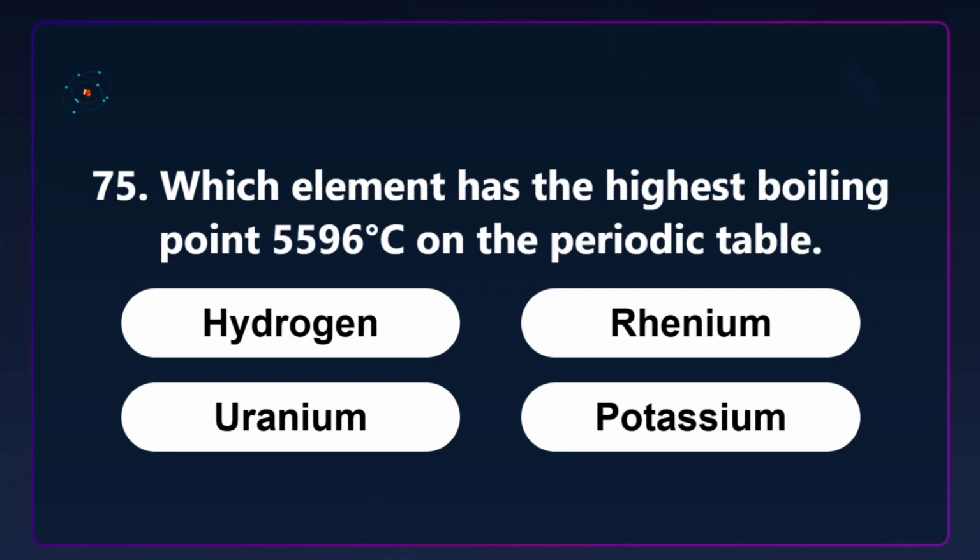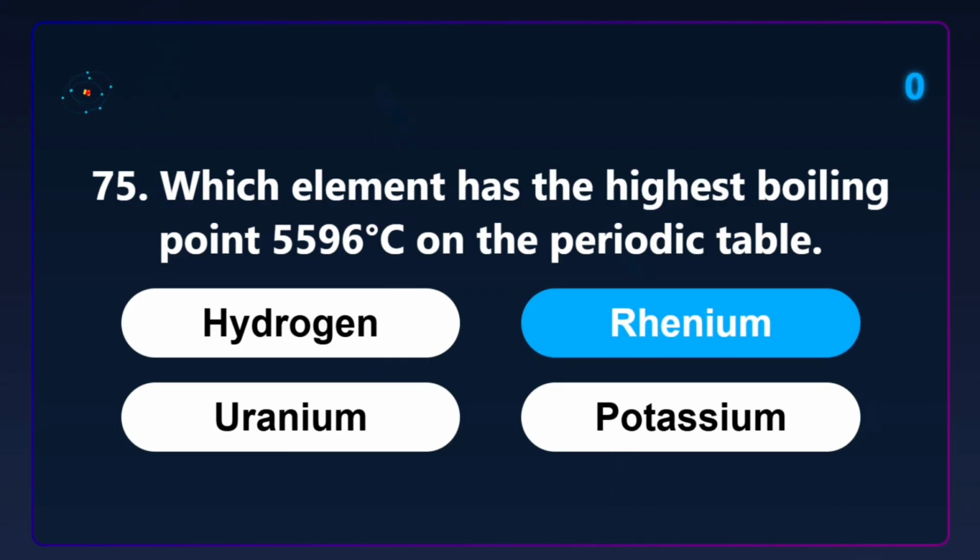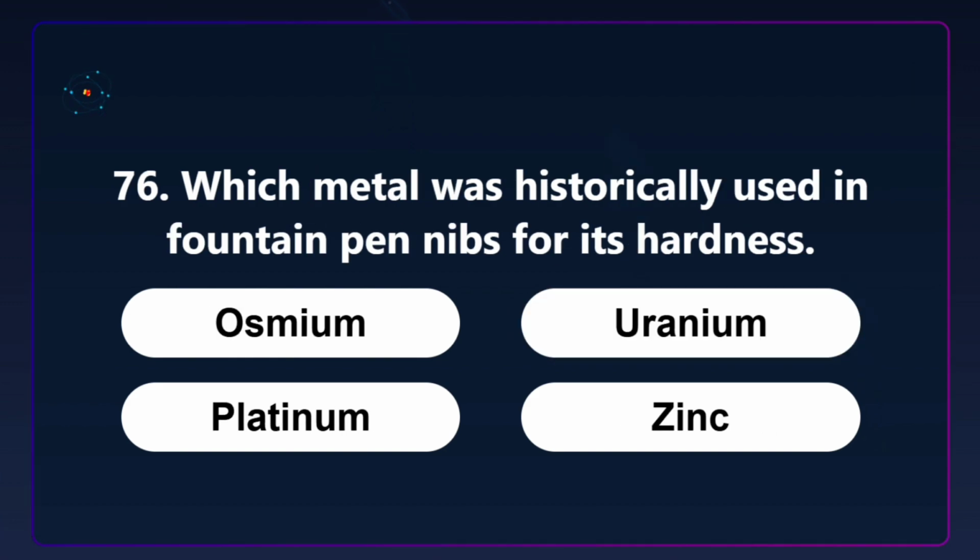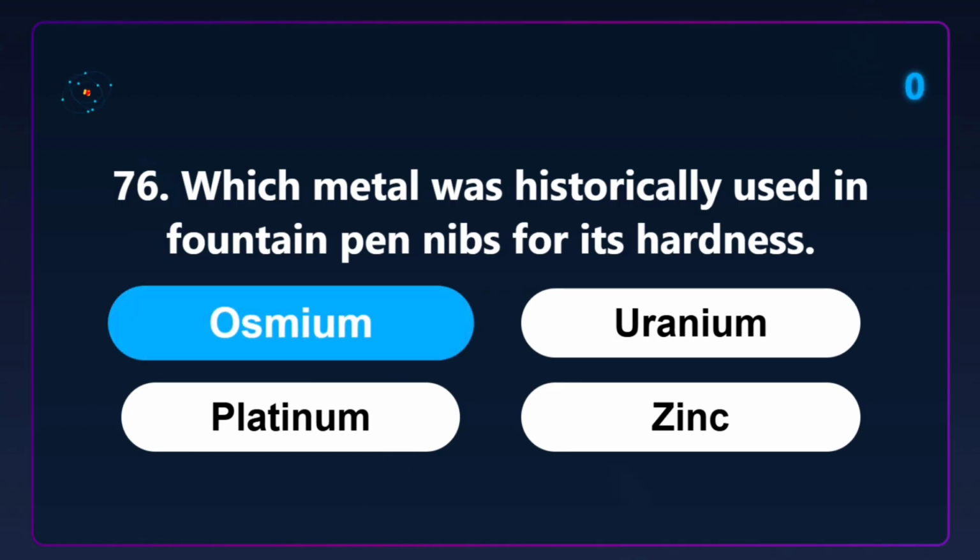Which element has the highest boiling point, 5596 degrees Celsius, on the periodic table? The answer is rhenium. Question 76. Which metal was historically used in fountain pen nibs for its hardness? The answer is osmium.